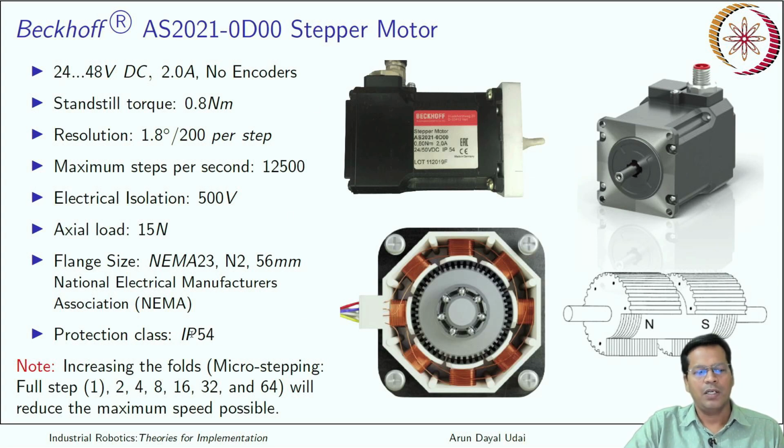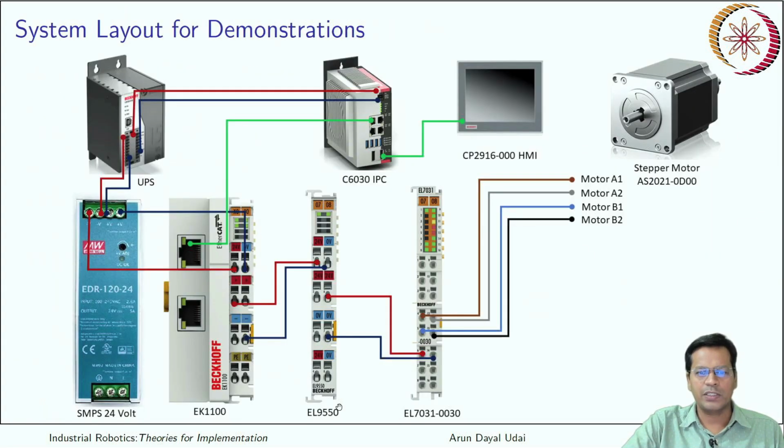Things are the same. Okay, so different microsteps are possible. Increasing the microstep will ultimately reduce the maximum speed possible. You see, so maximum speed: the bigger the steps, the higher the speed. That is quite obvious, so that works with this also.